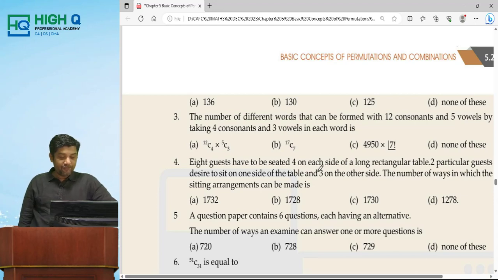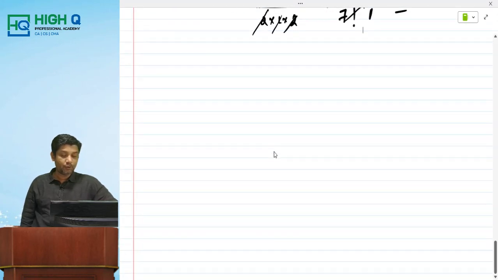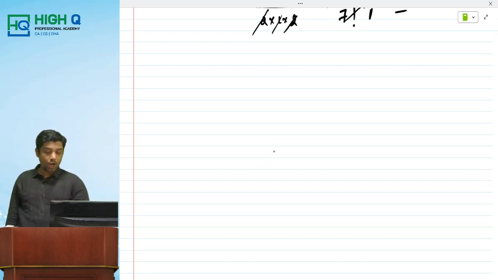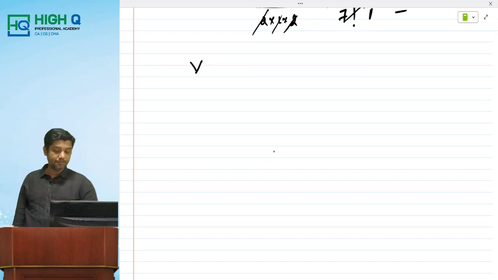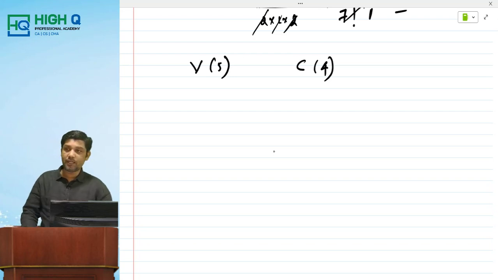The number of different words that can be formed with 12 consonants and 5 vowels by taking 4 consonants and 3 vowels. See, this is a super duper question. Very simple, but you need to understand the question, my dear. How many vowels and how many consonants are given? 5 vowels, 12 consonants. Letters of the word, how many letters needed?